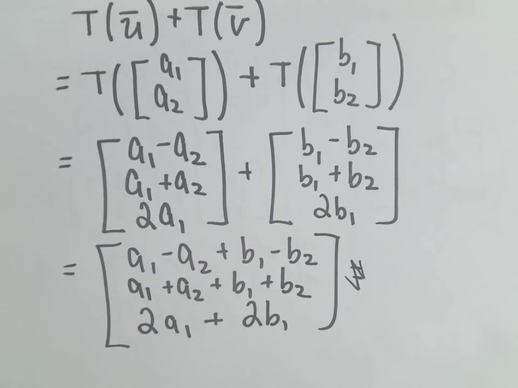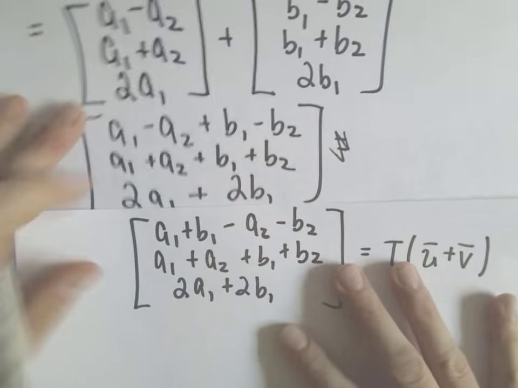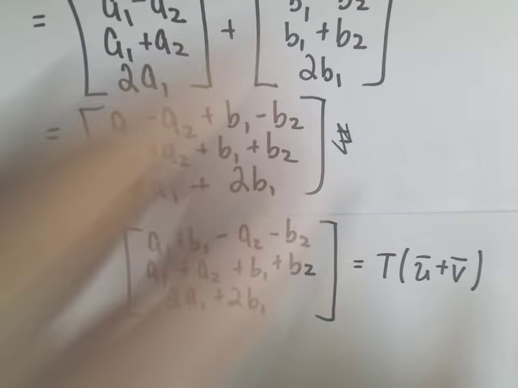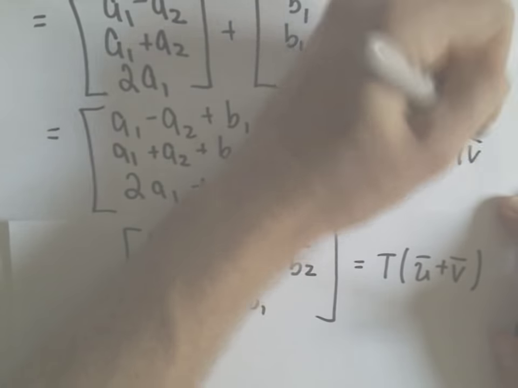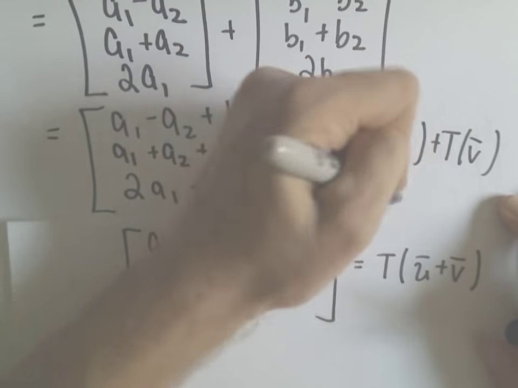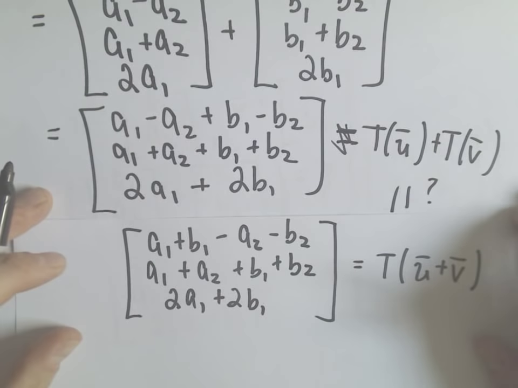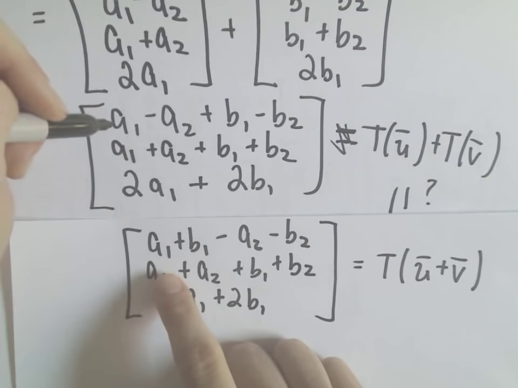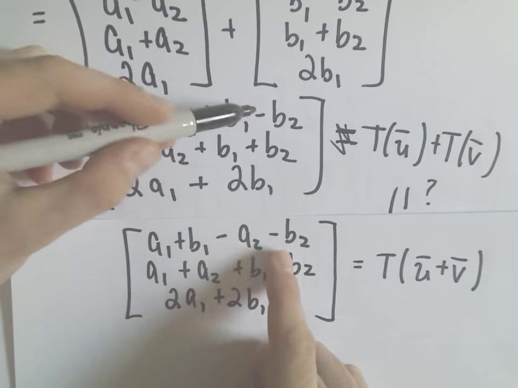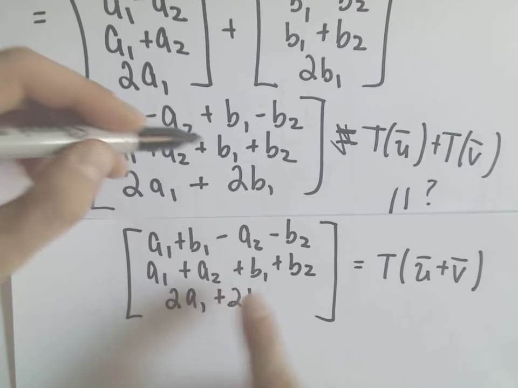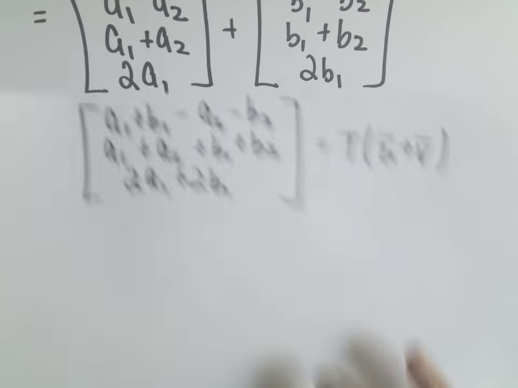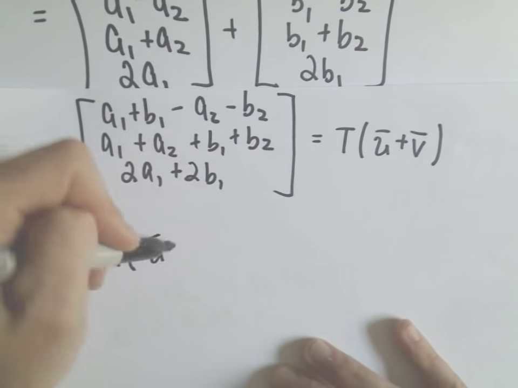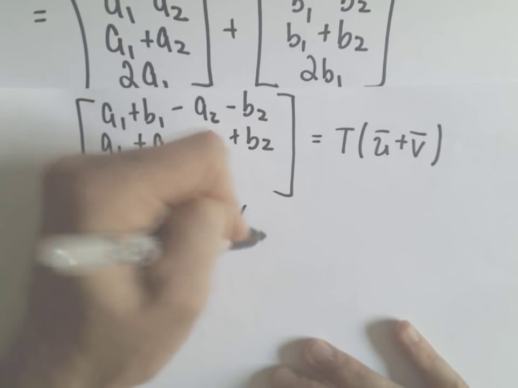So let's compare it to what we had just a second ago and see if those are, in fact, equal. So this is what we did just a second ago. Let's go ahead and write it here since it kind of got cut off. So the question is, are these equal? That's what we're trying to decide. Well, it looks like we have an a1 minus a2 plus b1 minus b2. That looks good. a1 plus a2 plus b1 plus b2. That looks good. And hey, we have 2a1 plus 2b1. So that looks good. So this first condition is, in fact, satisfied.